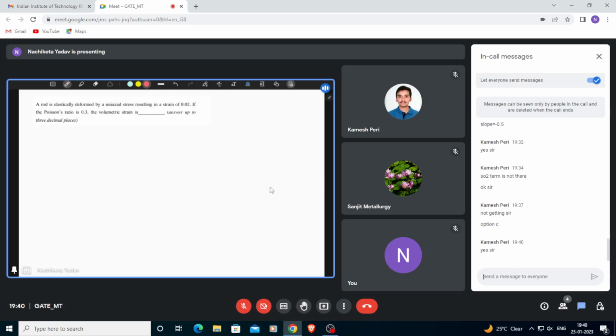Here we have to find volumetric strain. So strain is given, means Poisson ratio is given and strain is given. So what will be the volumetric strain when a rod is elastically deformed by its axial stress?